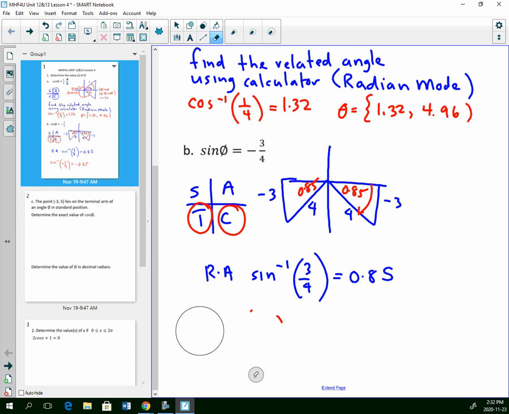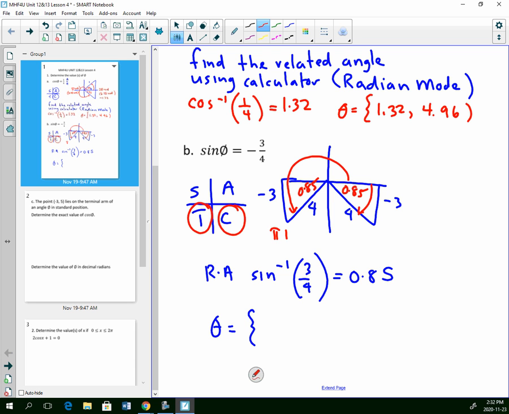Okay? So my solution will be from 0 to the terminal arm. Over here in quadrant 3, it's going to be pi plus 0.85. And then in quadrant 4, it's going to be 2 pi minus 0.85. You can use pi or 3.14. It doesn't really matter which one you use. Your calculator is going to change it to 3.14 anyway.